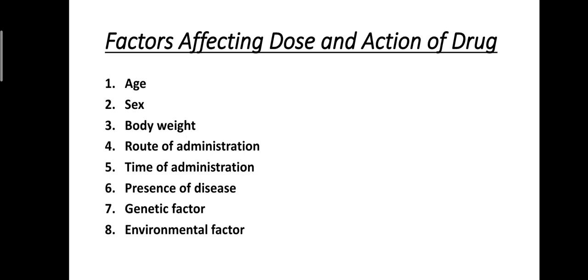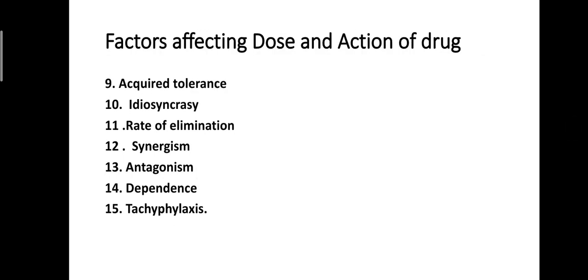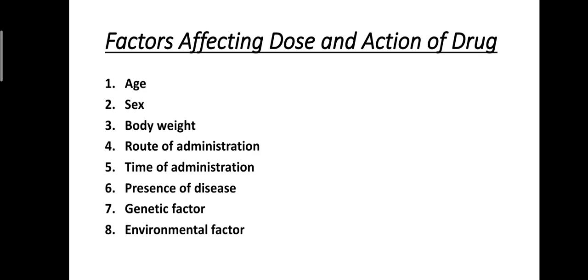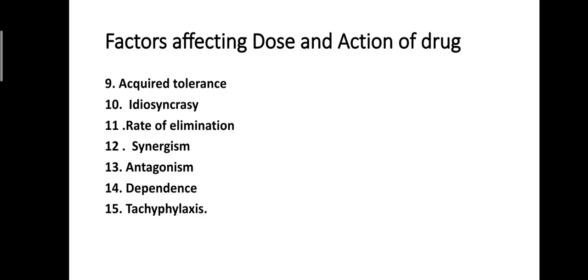Factors affecting dose and action of drug. There are 15 factors which affect dose and action of drugs, which are age, sex, body weight, route of administration, time of administration, presence of disease, genetic factor, environmental factor, acquired tolerance, idiosyncrasy, rate of elimination, synergism, antagonism, dependence, and tachyphylaxis. So let's see them one by one in detail.